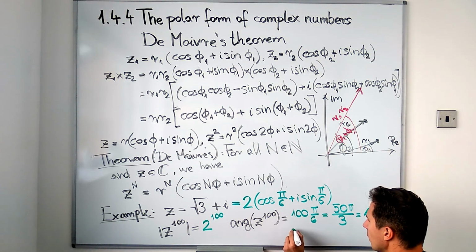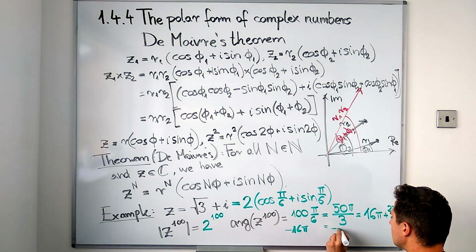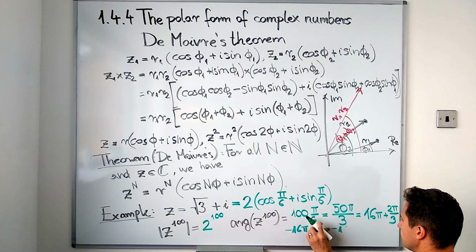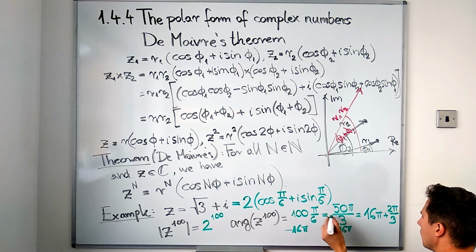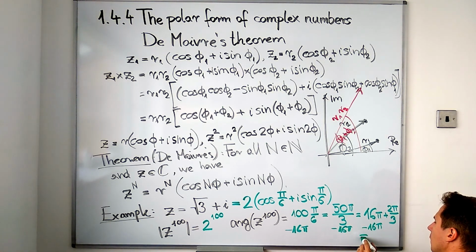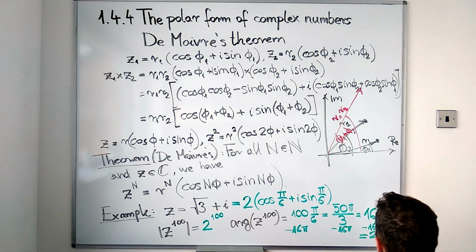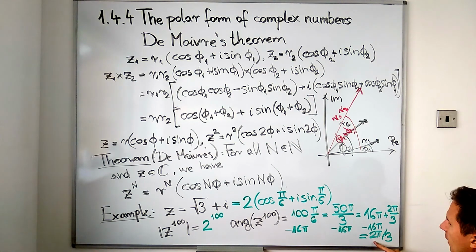So we have to subtract 16 pi from these expressions to get the actual argument of our power, so it's between negative pi and pi. I hope you got it right, and I'll see you in the next one.